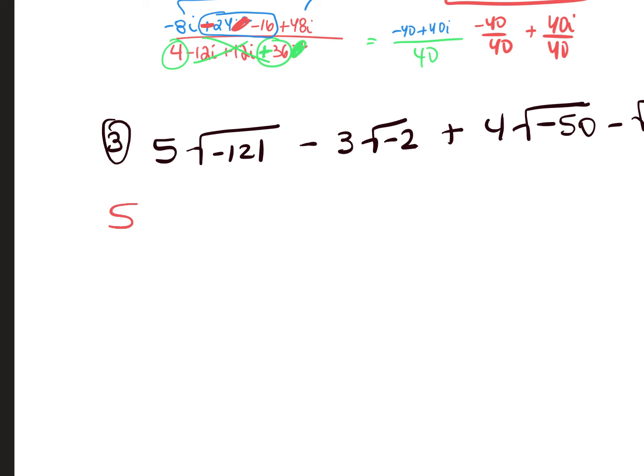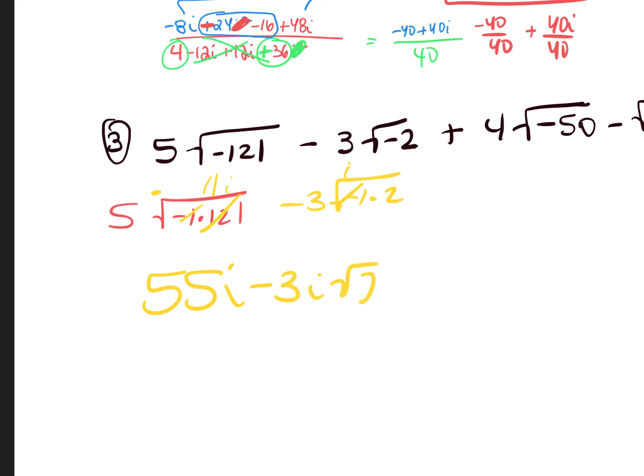This says 5 times whatever's on the inside there. Well, what is this really? Negative 1 times 121. What's the square root of 121? 11. And then what's the square root of negative 1? i. So this is really how much? 55i. Good. So then I have here minus 3 times negative 1 times the square root of 2. What can I do there? Just take out the i, right? Take out that negative 1, becomes i. So this is just minus 3i root 2.